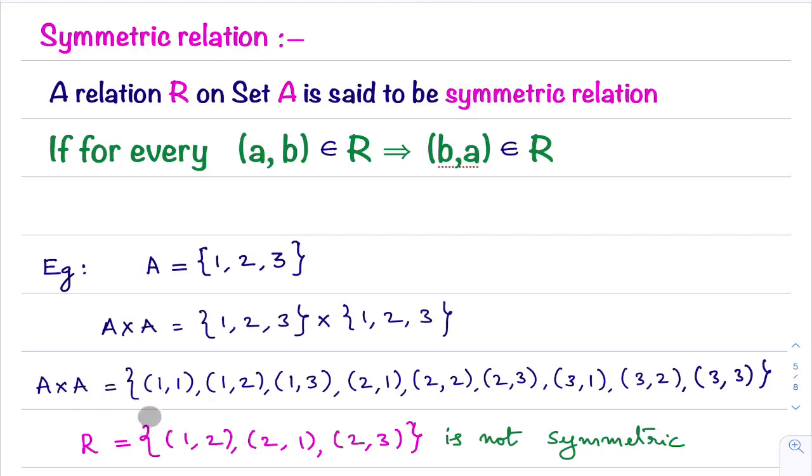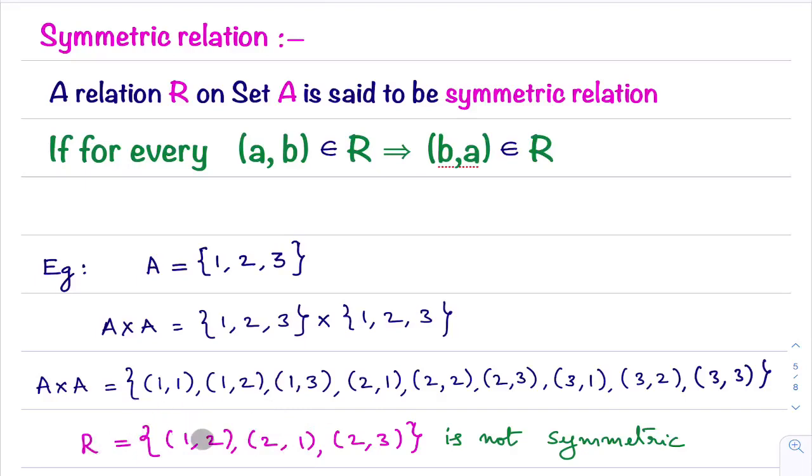Now, is this relation symmetric or not? How to check? You take one ordered pair in the relation. Suppose you take (a, b) in the relation, you check whether (b, a) is there in the relation or not. If (b, a) is there, then we can say it is symmetric. You take ordered pair (1,2). You check whether (2,1) is there in the relation. Yes, here it is.